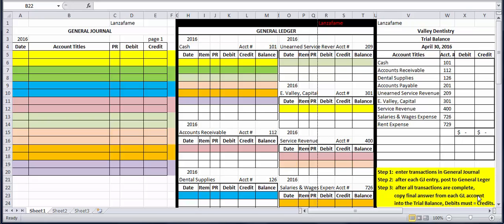Well, hello everybody. This is Professor Lanzafame, and today we're going to be discussing how to record journal entries. The difference between previous recordings and this one is that this time we're actually going to do what people refer to as bookkeeping. We're going to record information into the general journal. We will then post the information into the general ledger, and then we will conclude by doing a trial balance to make sure we are in balance from the procedures we have followed.